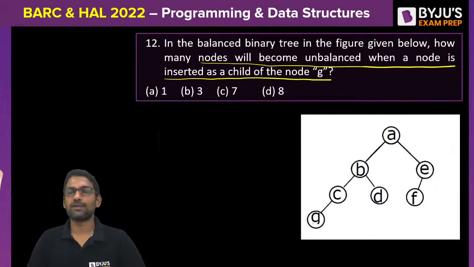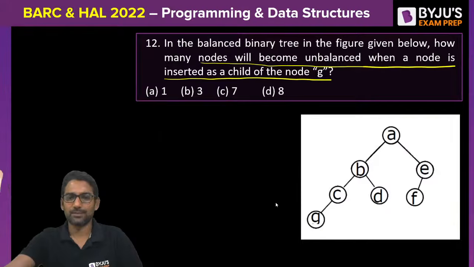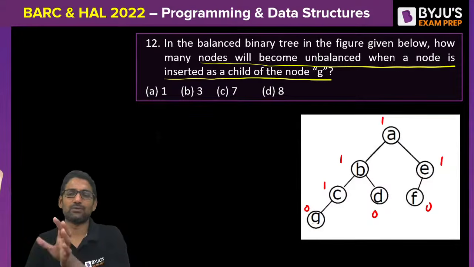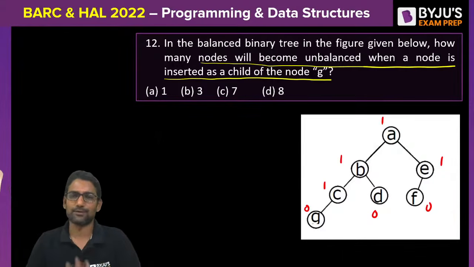Here, first calculate the balance factors. Let me change the color for more visibility. G balance factor is 0, C balance factor 1, B balance factor 1, D is 0, F is 0, E is 1, A is 3 minus 2, 1. So balance factors are in the range -1 to 1, so it is balanced as of now.